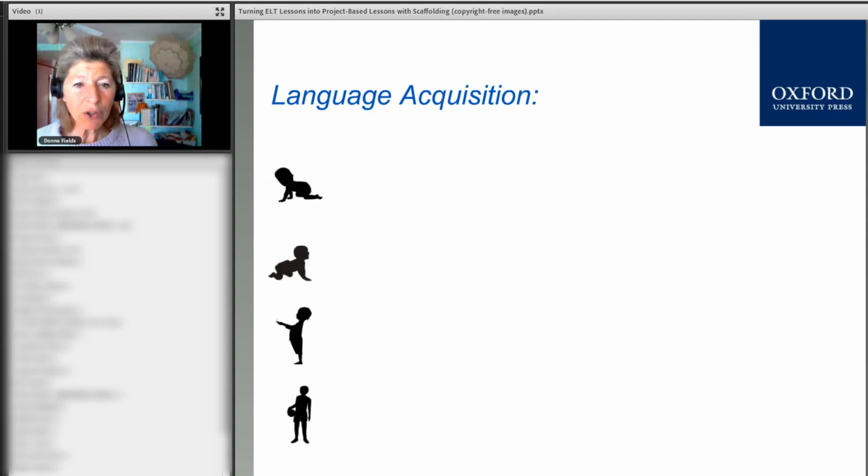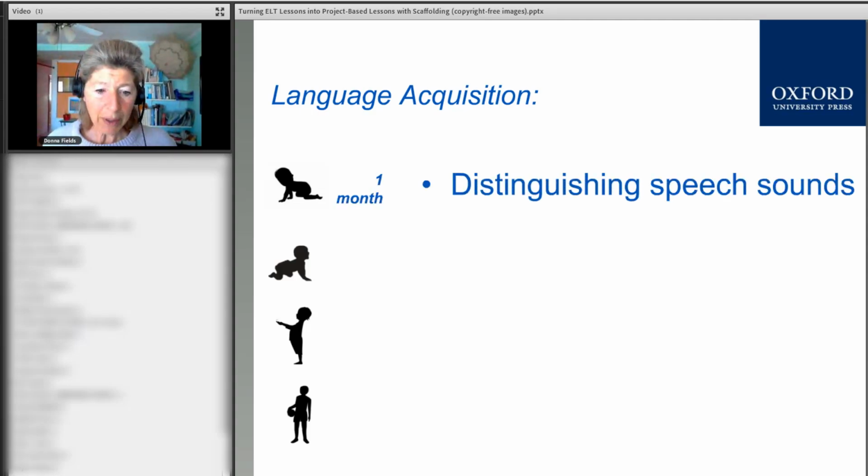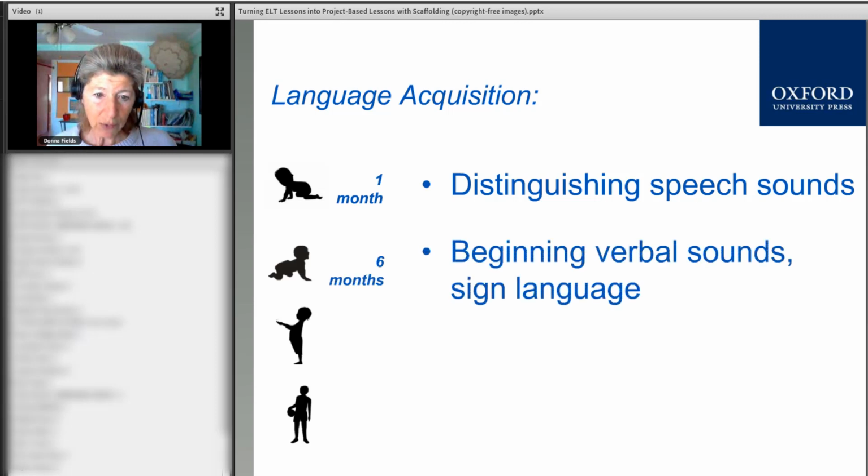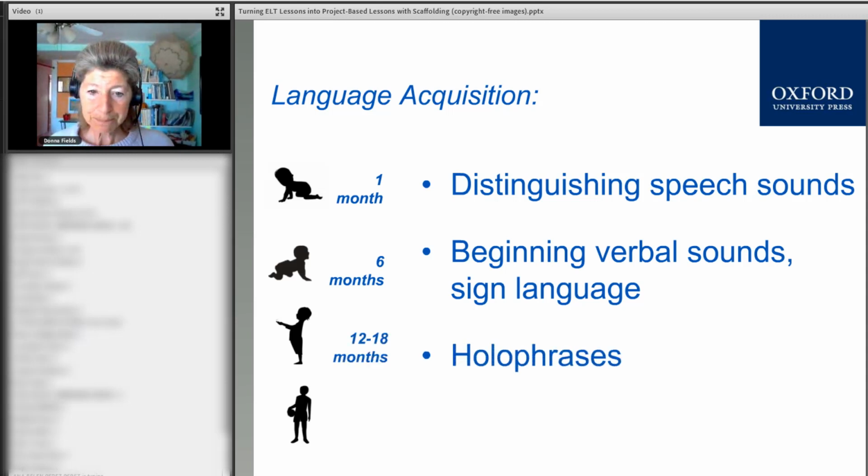Now, language acquisition you may all be familiar with, but I'm just going to go through it quickly. At 1 month, most human children are able to distinguish between speech sounds. At 6 months, we're able to make our own verbal sounds, and we can also use sign language. I know a lot of parents nowadays teach their children sign language before they can communicate verbally, to be able to communicate. 12 to 18 months, most human children will use holophrases.